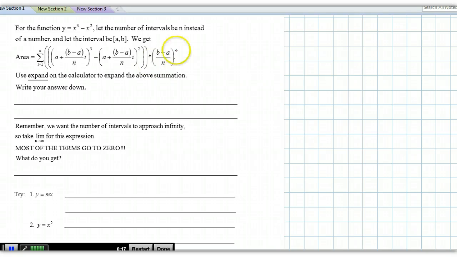When you put this in your calculator, make sure to leave out the b minus a over n outside of the summation formula. So close the summation formula before you put the b minus a over n, or else your calculator will be bogged down in trying to calculate the summation. So leave this outside of the summation. After you put this in the calculator, use expand on the calculator, which is under your algebra key, which is F2, to expand the above summation and write down your answer.